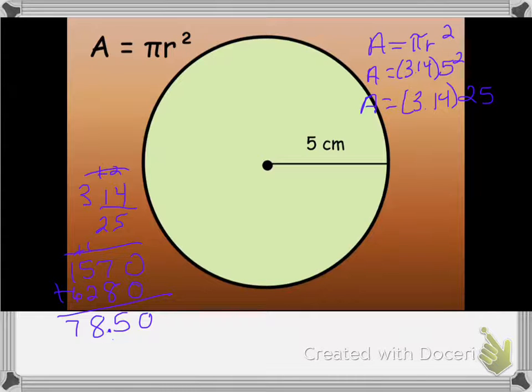And for today's work, I'm going to have you round to 1 place behind the decimal. So you're going to round to the tenths place. Here we have a 0, so that means that would fall off. So our area then is 78.5 centimeters squared. It's area, so our units will all be squared.